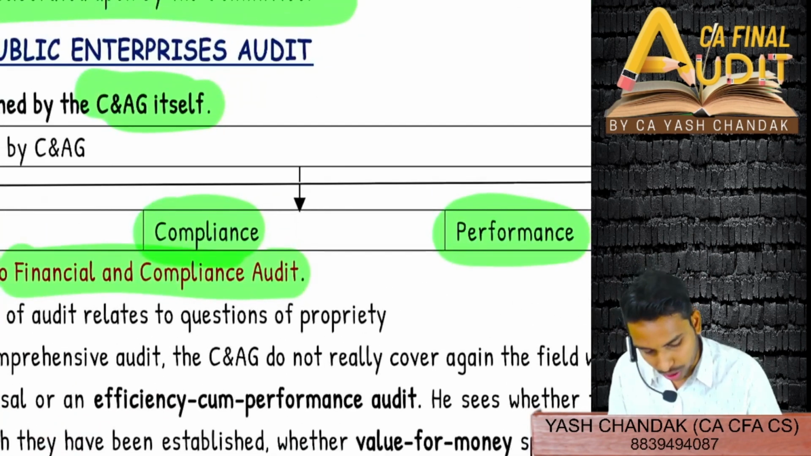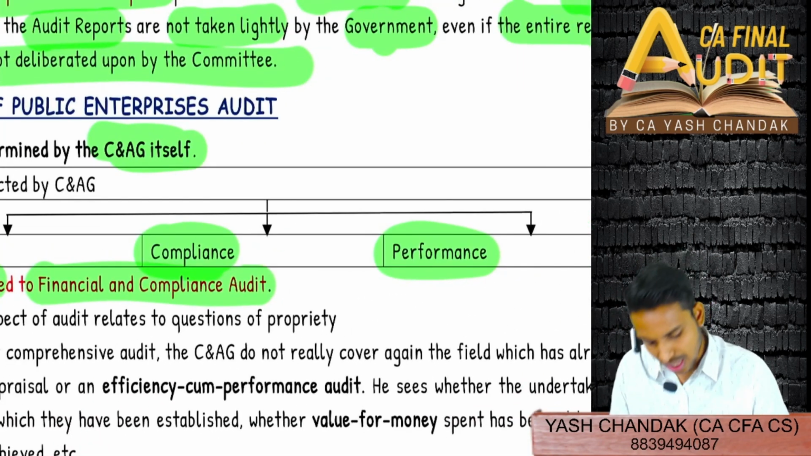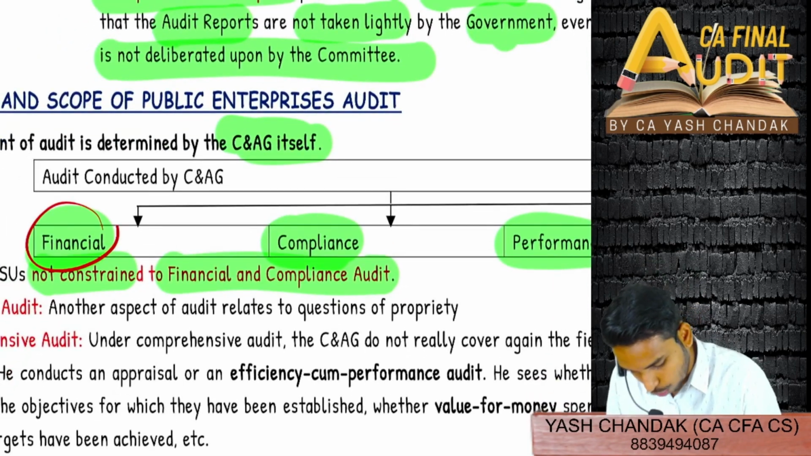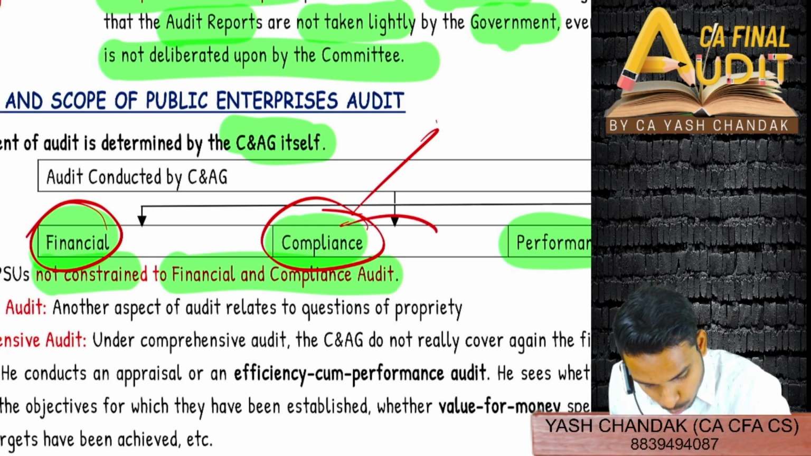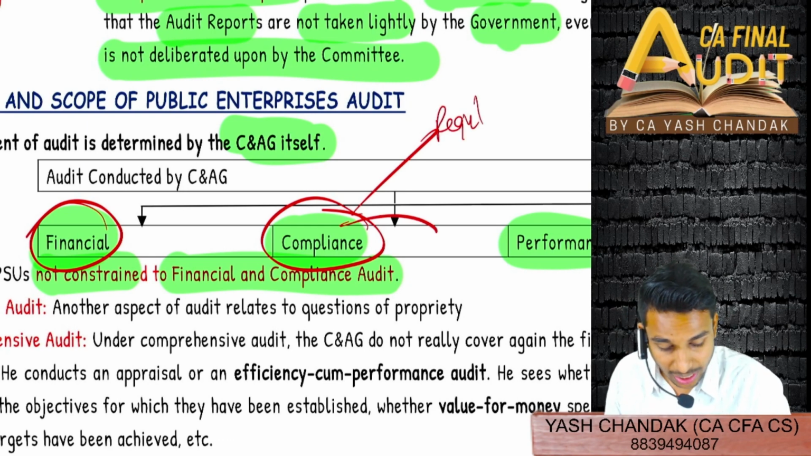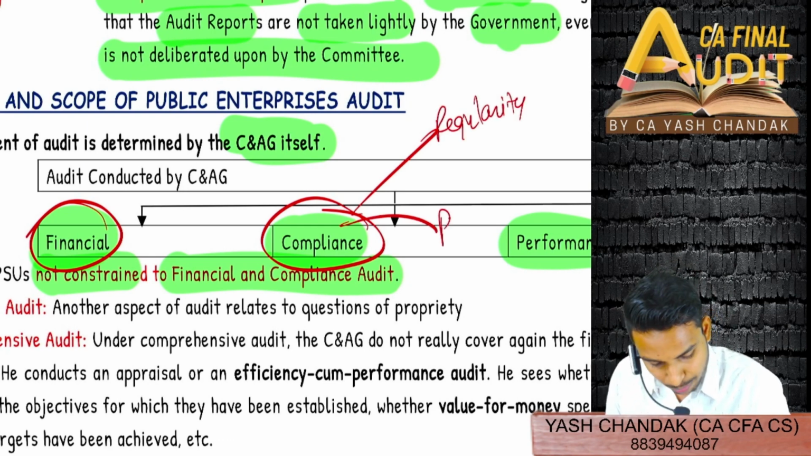So what is financial audit? What is compliance audit? What is performance audit? Financial audit is nothing but the normal audit of the financial statements. But in compliance audit, what do we do? We do a regulatory check, a regularity check, and one is a propriety check.